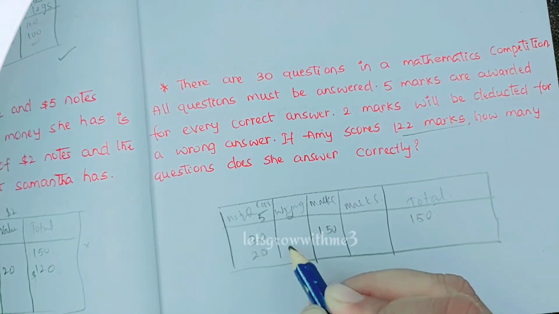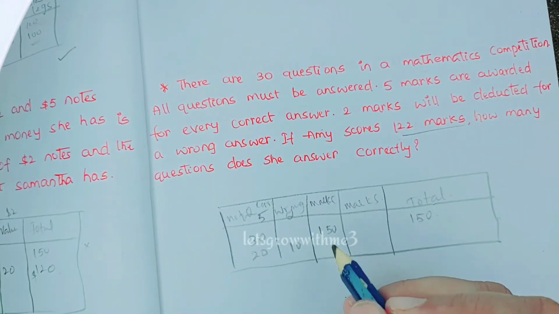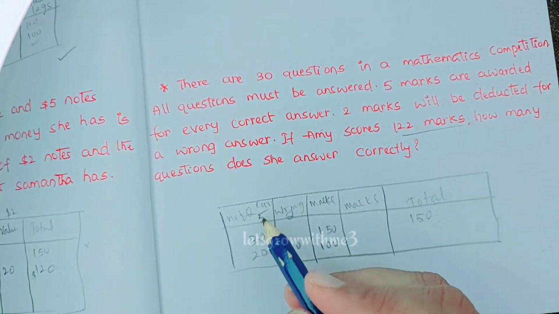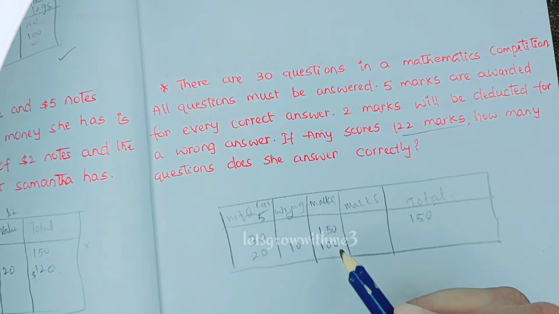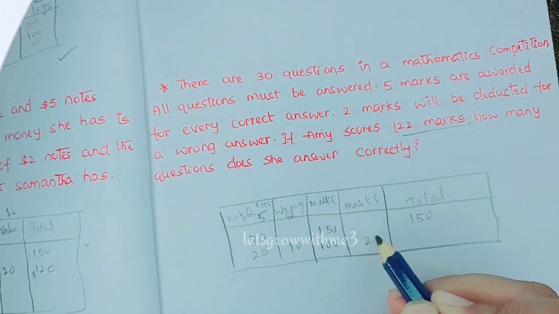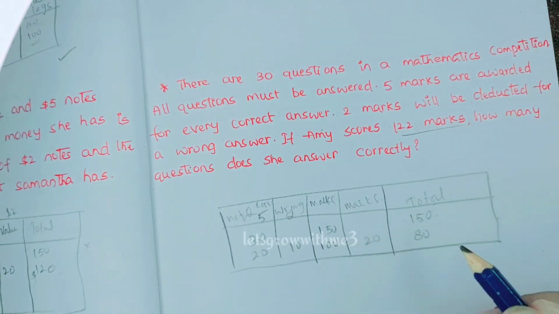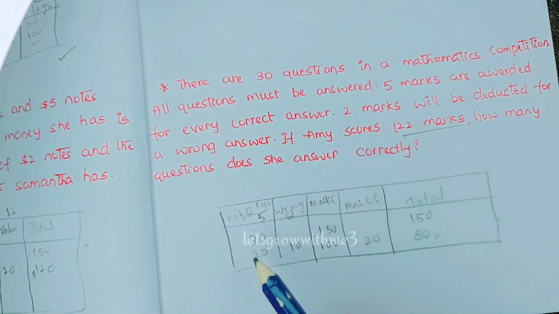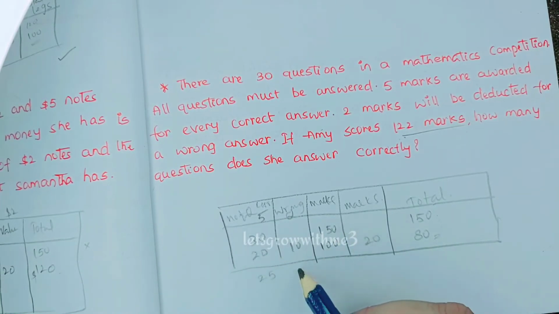I want to take 20 and 10. 20 right answers means how much will I get? 100. And here 10 wrong answers, each one gets 2 marks deducted, right? So 20. So total marks, how many will I get? 100 minus 20, which is equal to 80. I am supposed to get 122, so my answer is too far from 122. So what do I need to do? I need to increase my right answers and decrease my wrong answers.